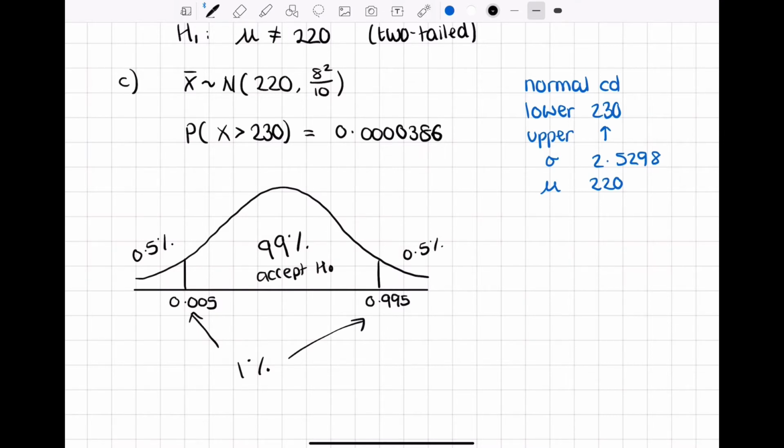Everything in the middle is our acceptance region for accept H0, and then either tail, if this value falls in either of those 2 tails, then we'd reject H0. So if I plot our value for the probability that X is greater than 230, this is 0.0000386. That is obviously less than 0.005, 0.5%, and that falls in our rejection region, so reject H0, and conclude that the mean has changed.